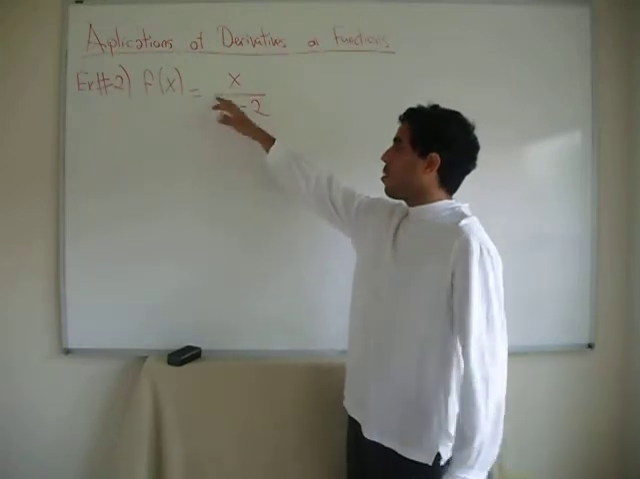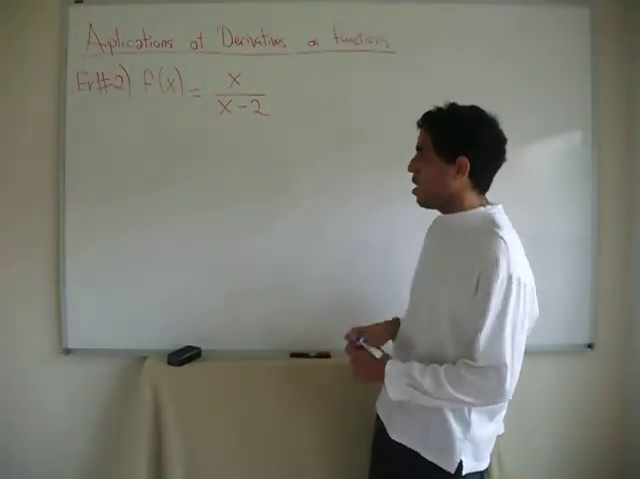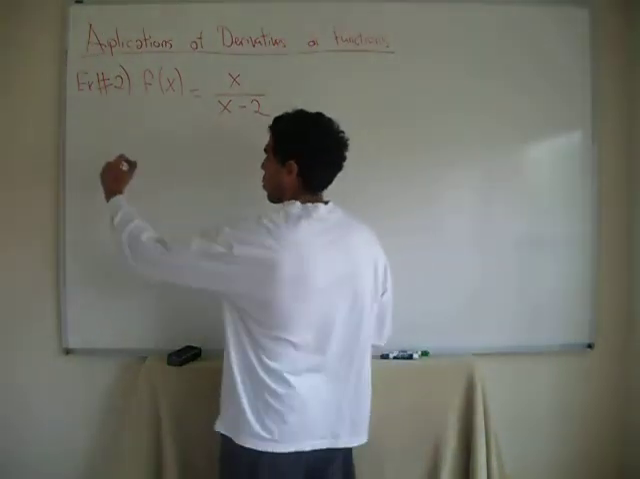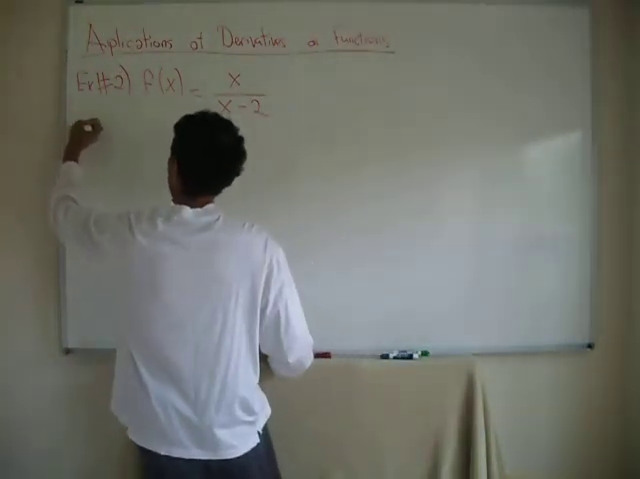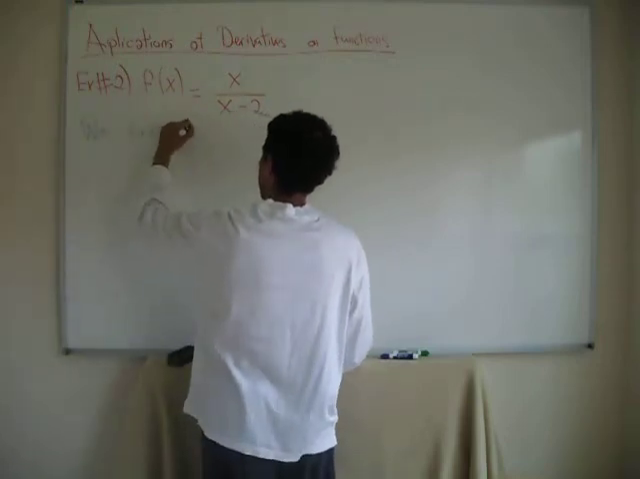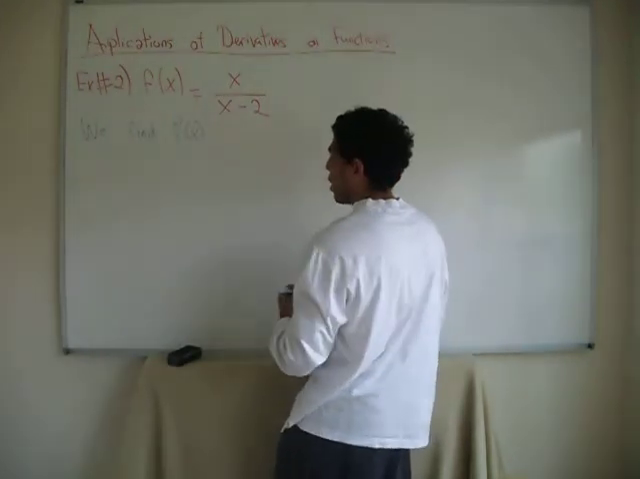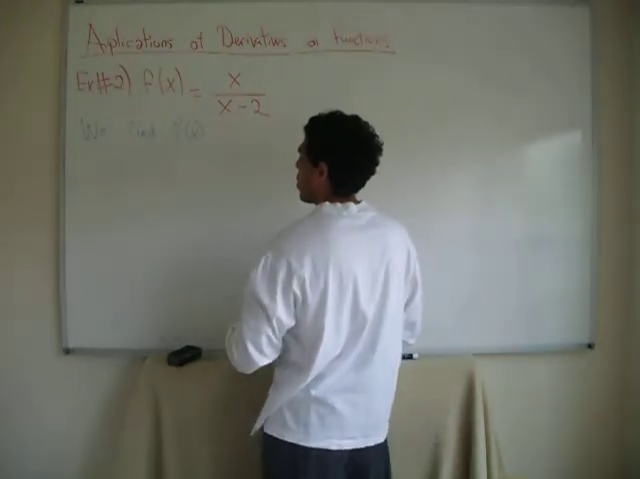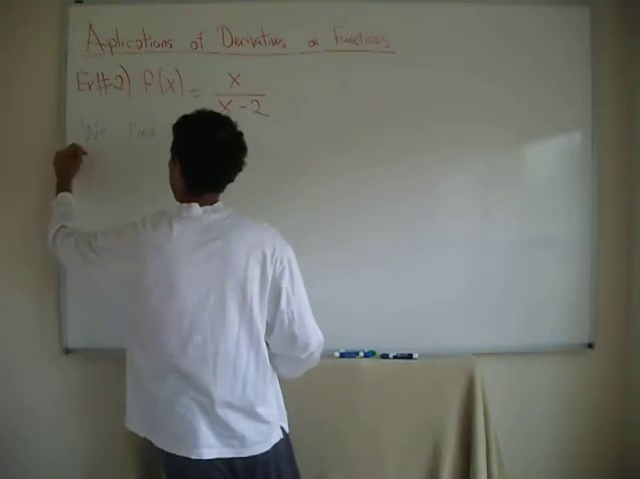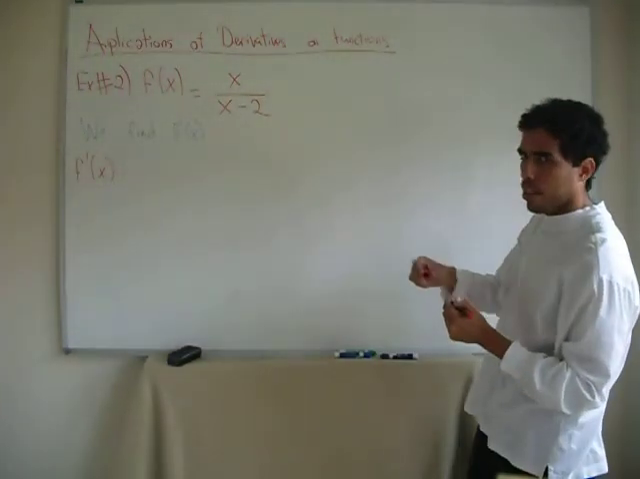This is the example that we have: f of x equals x over x minus 2. So again, the procedure is the same. We find y prime or f prime of x, and let's do it real quick here on the left.